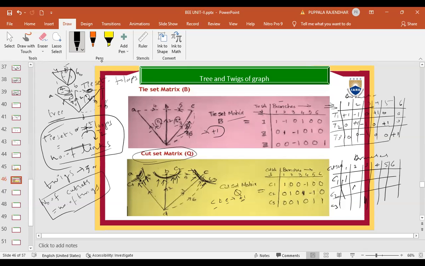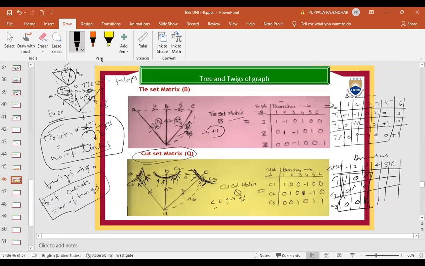So we'll get 1 here. Now, C1 to 2 is 0. C1 to 3 is 0. C2 to 1 is 0. C2 to 2 is 1. C2 to 3 is 0. C3 to 1 is 0. C3 to 2 is 0. C3 to 3 is 1. If you observe, you will get a unit matrix here.